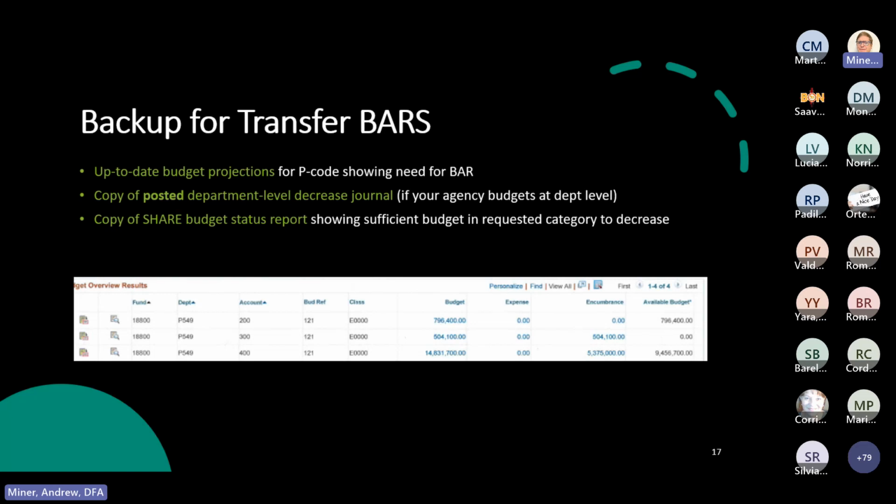So if you look at this example here from the, let's see, 549, the Tourism Department. So this was your budget overview. Over on the right side there, you see available budget in the 200 category is 796,000. So they could do a BAR to decrease their 200 budget by up to that much, right? And maybe they're going to move it over to the 300 category where they don't have any budget right now. So maybe they need something there. Okay, so we need you to include this to show us that you have budget available to do the decrease. Otherwise, again, when we try to post it, it will error out.